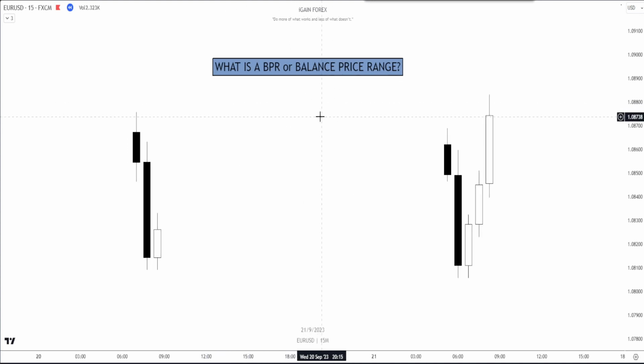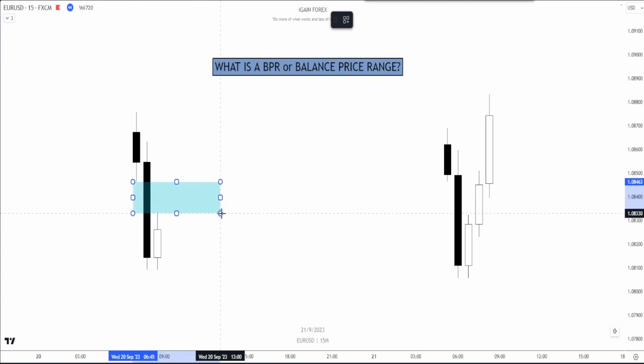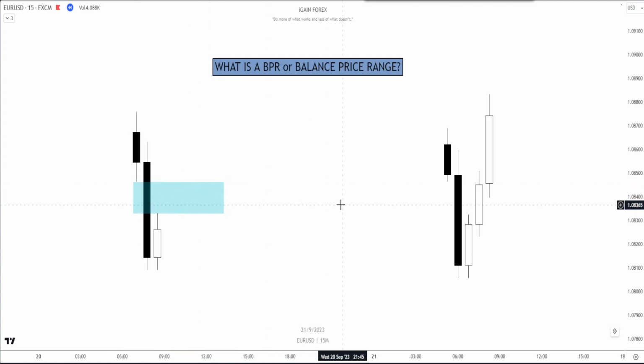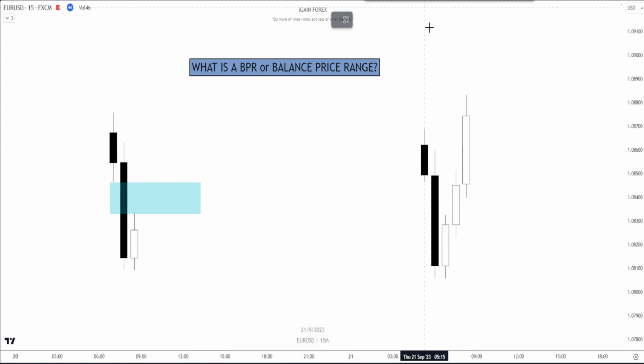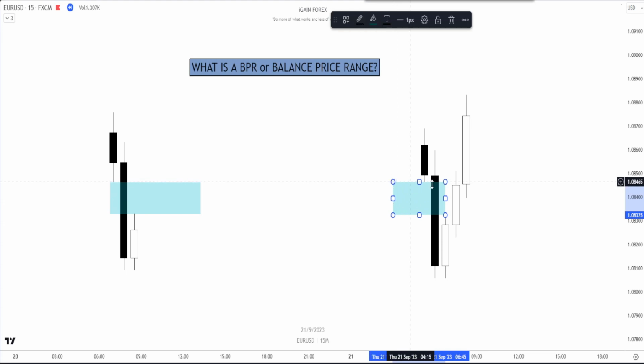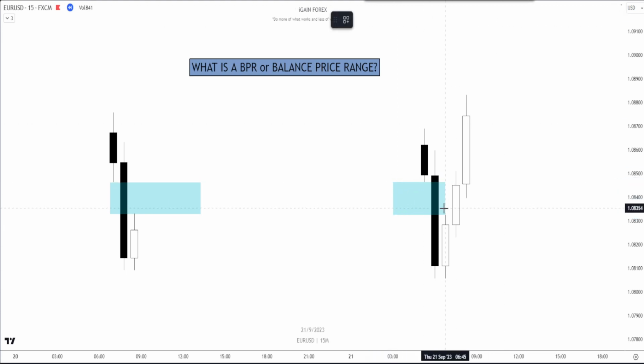Okay, so let's have a comparison here. Looking at this series of candles on the left, we have our typical FVG. And looking at this second example of a series of candles, we have here our first FVG and this second FVG here. So we can see an overlapping of FVG. So this is what we call the balance price range.